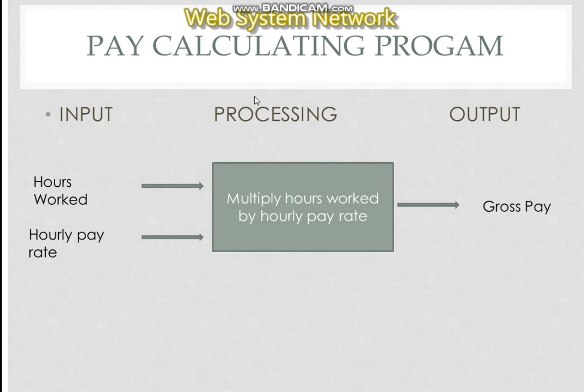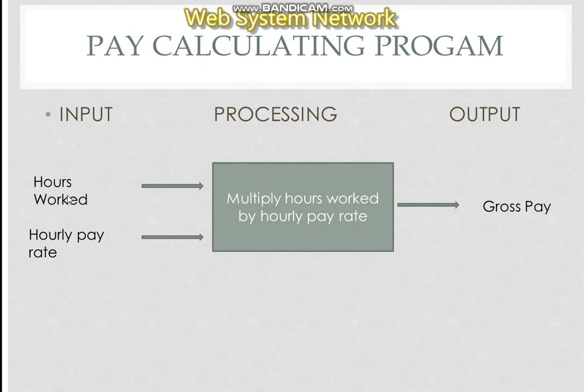Let's say we are calculating a payroll program or pay calculation. This is an input, this is a process, and this is output. These are the procedures that a computer follows: it receives an input, does some process on it, and then outputs it on the screen.